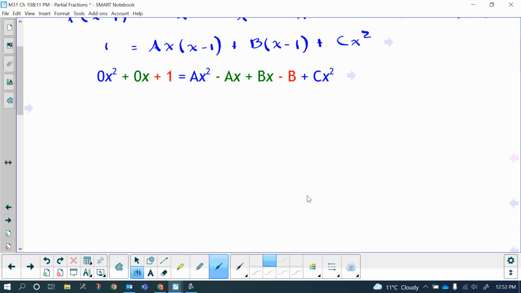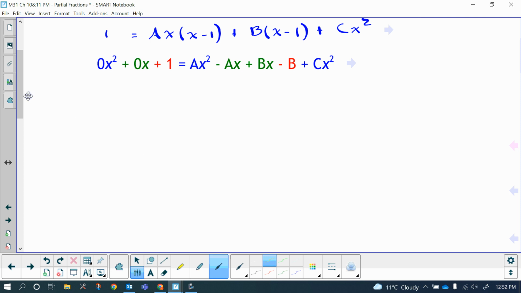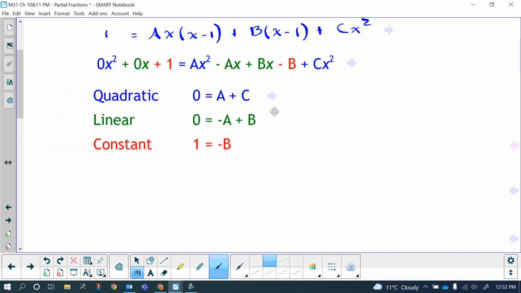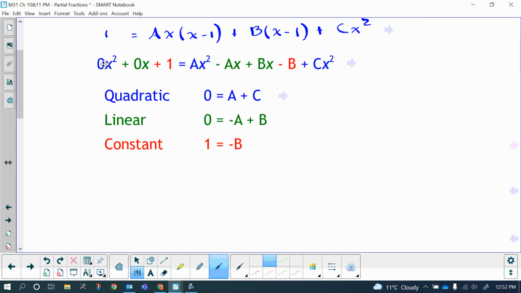Now we will again equate coefficients. So I look at my quadratic terms, and on the left, my coefficient is 0. On the right, I have an a plus c. So those are the coefficients of the quadratic terms on the right.